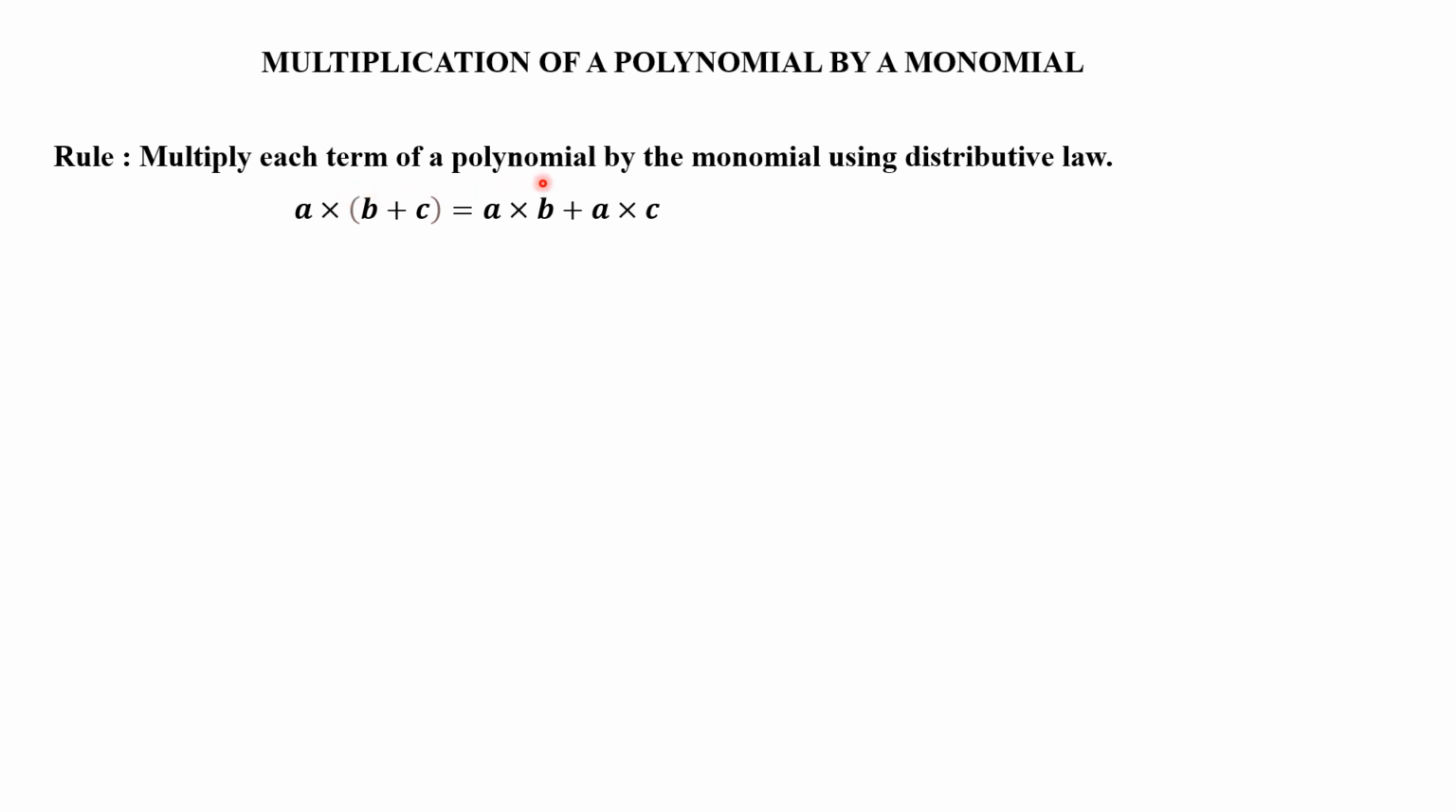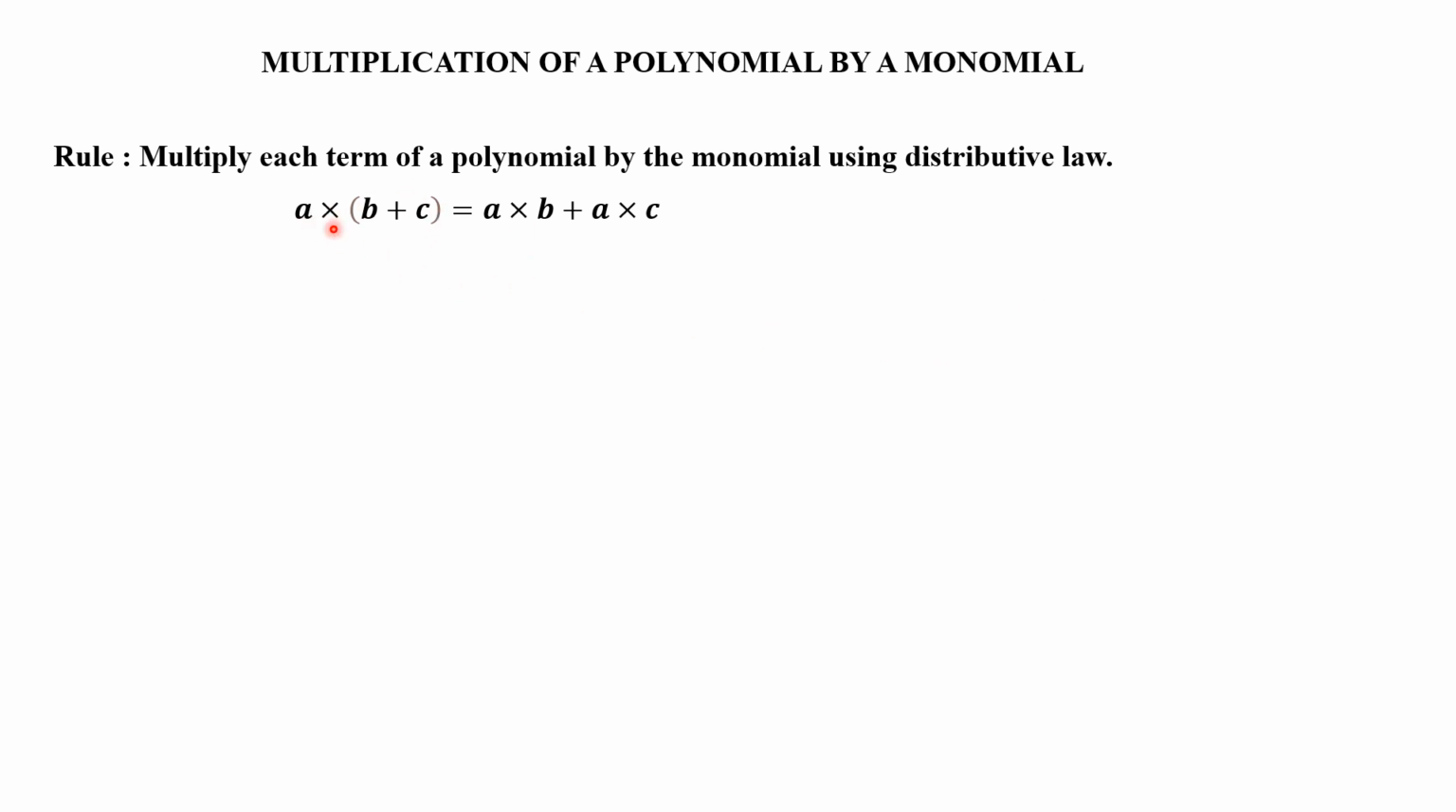Multiplication of a polynomial by a monomial. So here the polynomial can be a binomial, it can be a trinomial, it can be more also. Okay, but the rule is the same for all. The rule tells that you have to multiply each term of a polynomial by the monomial using distributive law. Distributive law we have studied, right?